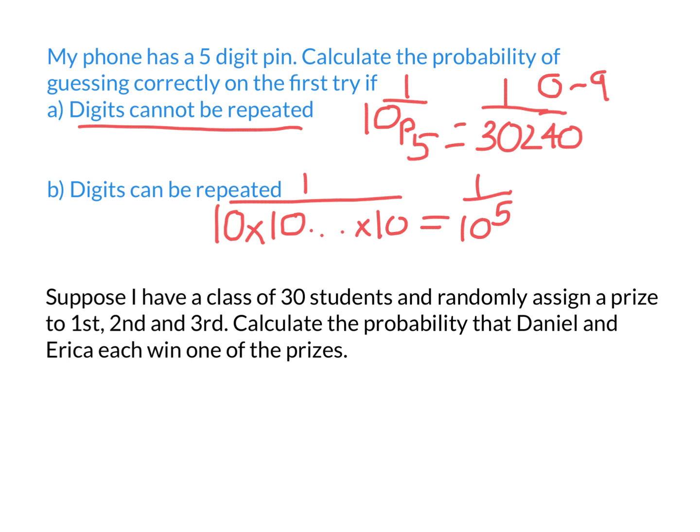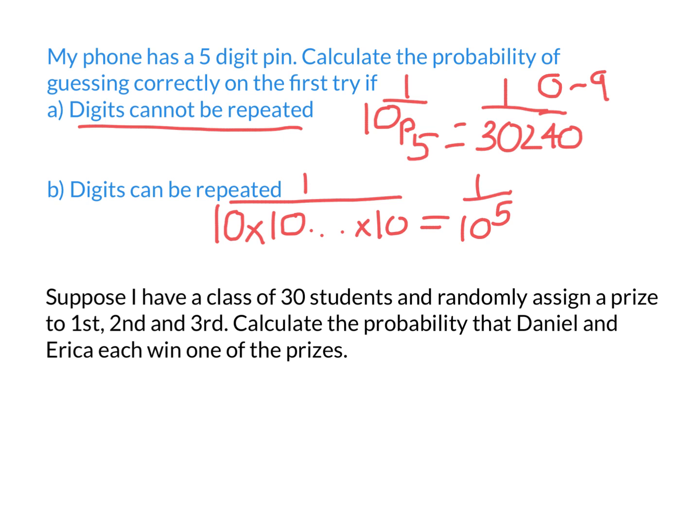All right, let's now look at this question. Suppose I have a class of 30 and randomly assign a prize to first, second, and third. Calculate the probability that Daniel and Erica each win one of the prizes. Of course, their names here, Daniel and Erica, don't mean anything. Essentially, we're just asking what's the probability that 2 specific students win a prize.